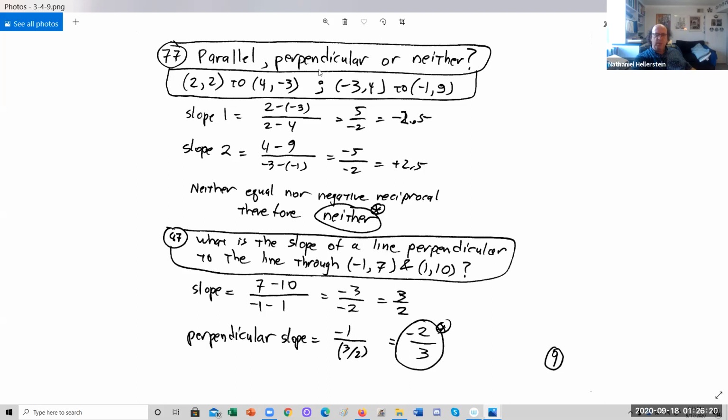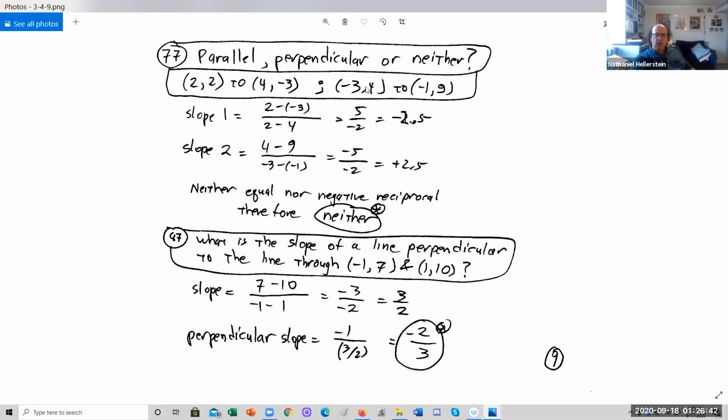Same question, parallel, perpendicular, or neither for these two lines. One goes through (2, 2) to (4, -3), then the other through (-3, 4) to (-1, 9). For a slope, change in y is 2 minus negative 3, change in x is 2 minus 4. So this slope comes up to 5 over negative 2, or negative 2.5.